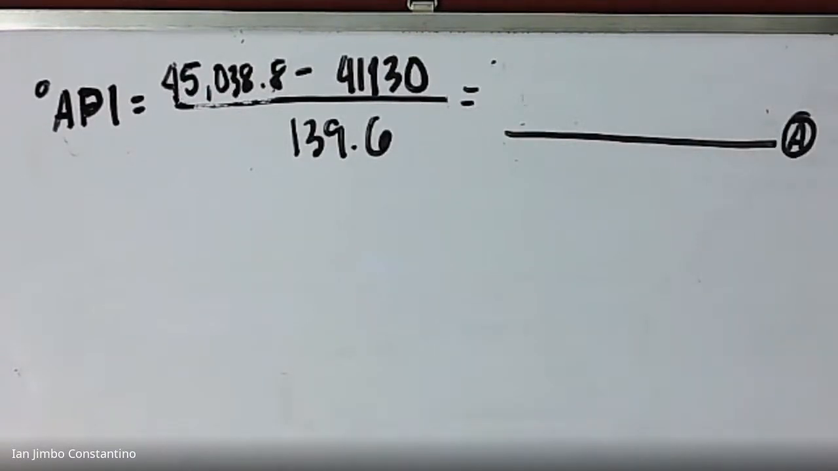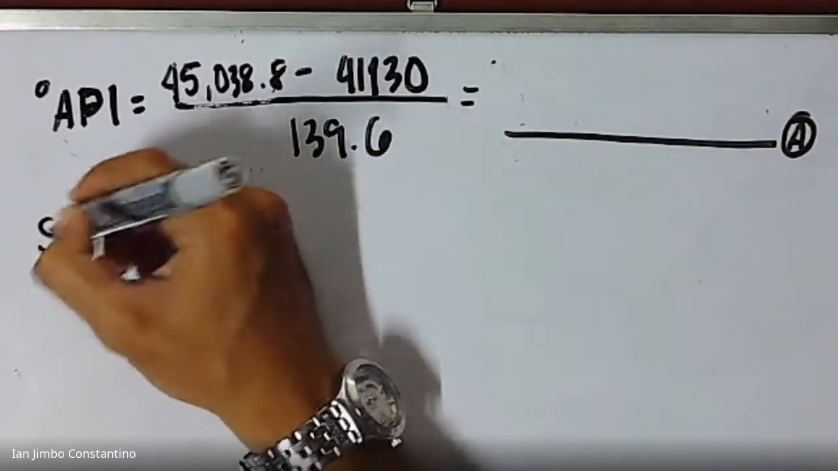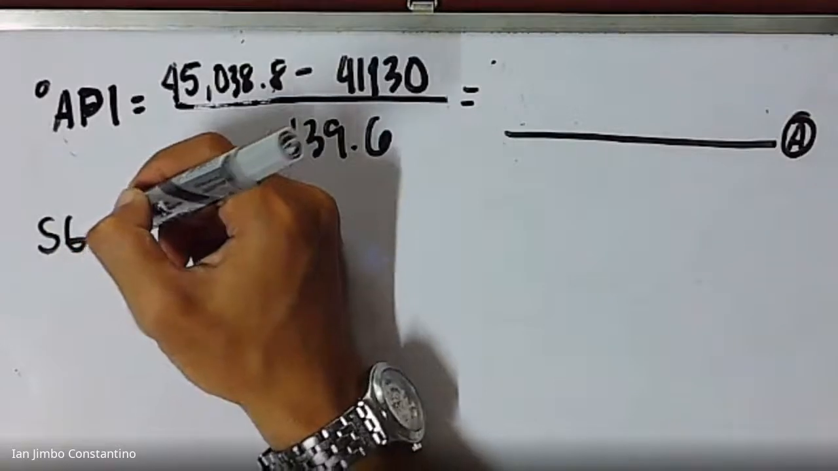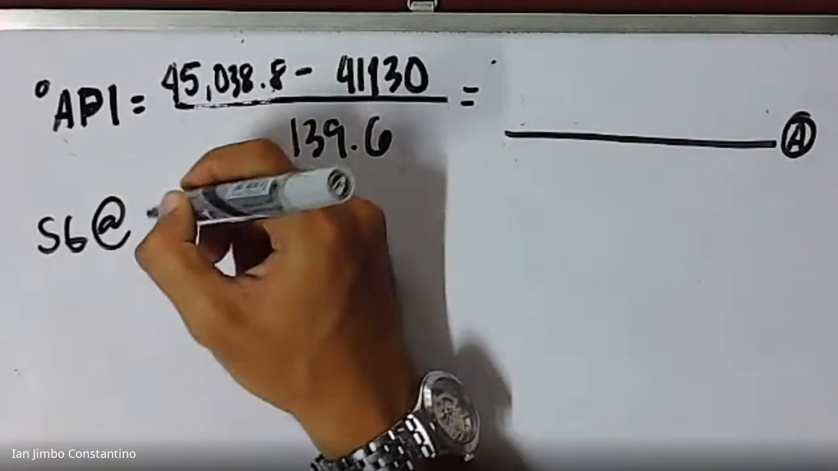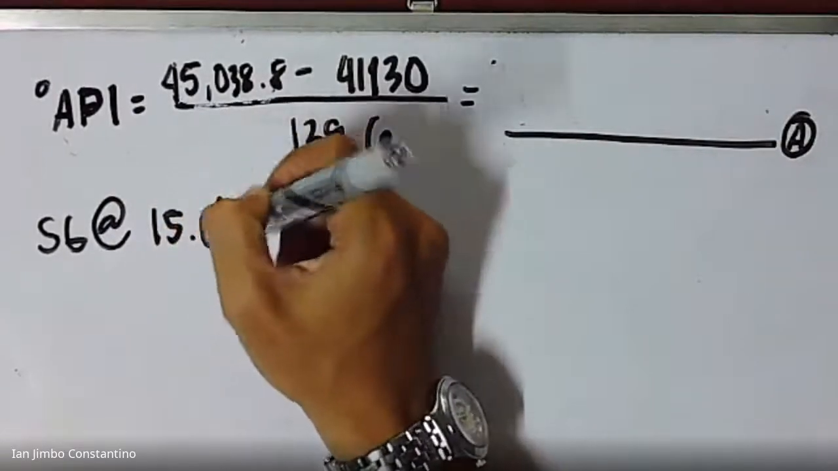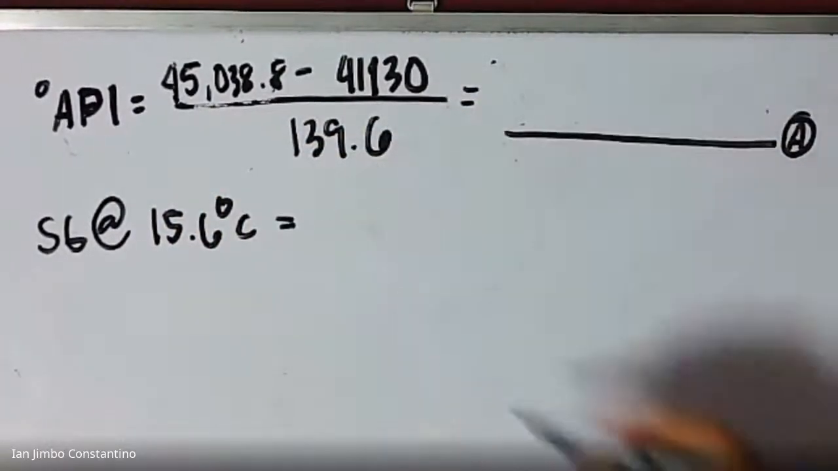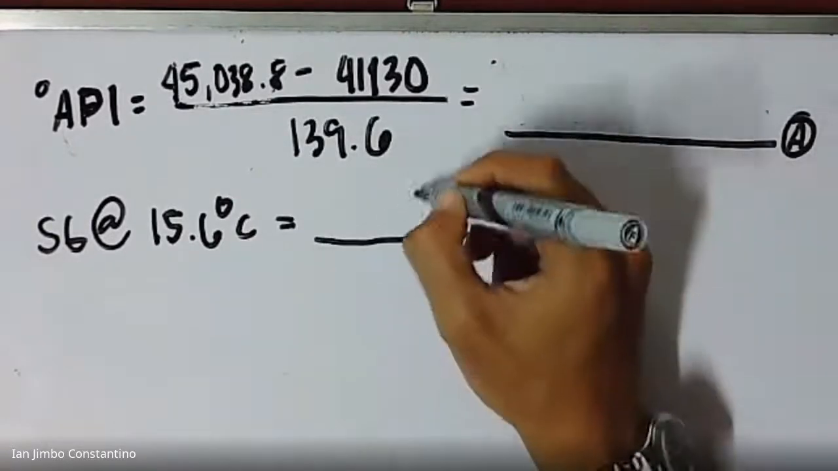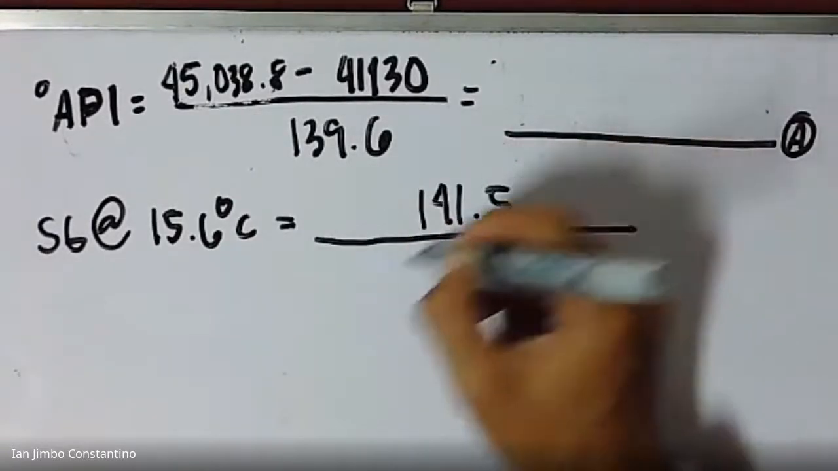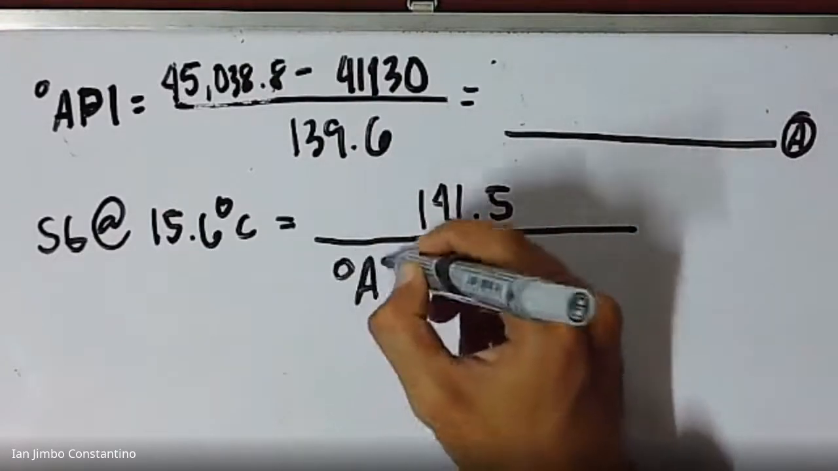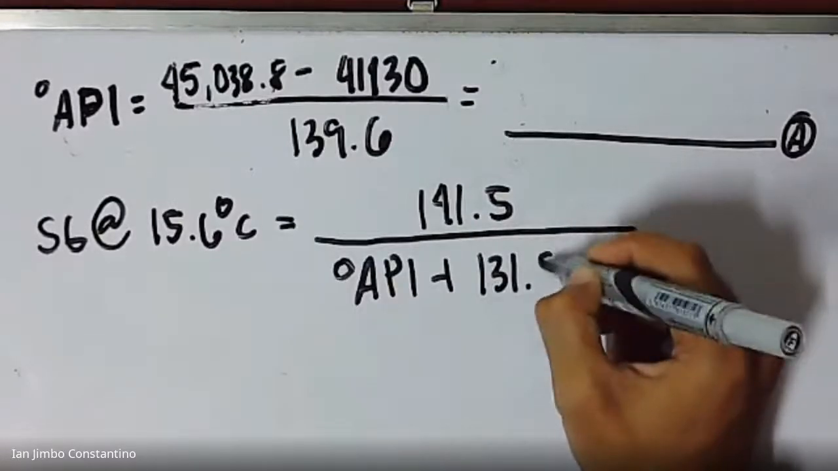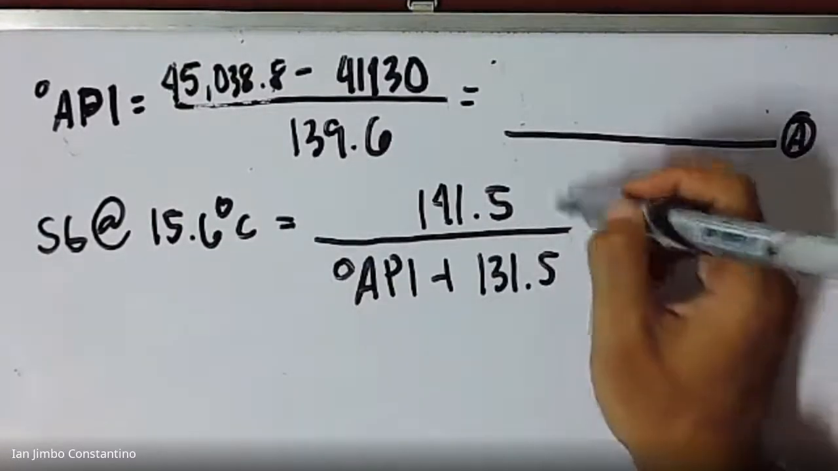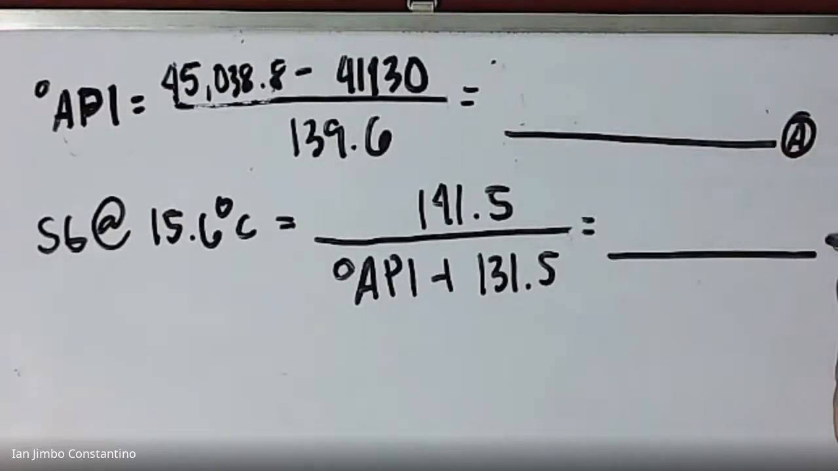And then once you got the degree API, you will get the SG. And then the SG is given by the formula. You will recall, go back to your handouts or your module that is already listed. Okay. 15.6 degrees Celsius, 141.5 over the degree API unit plus 131.5. Okay. You will arrive with the value, set this as letter B.